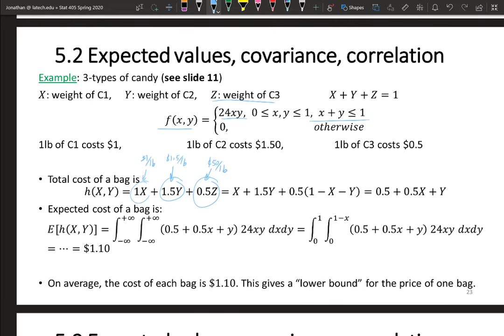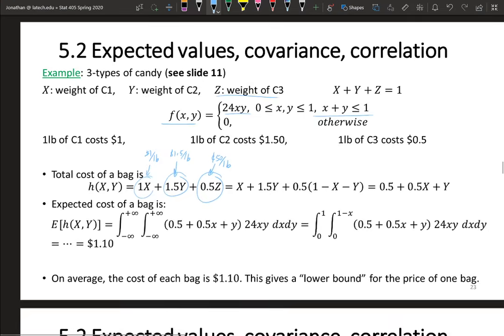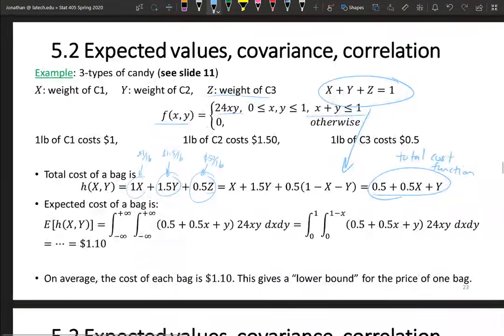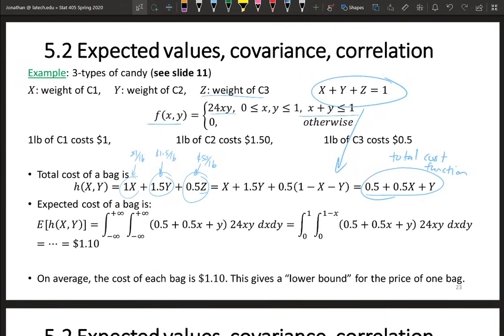So what can we do? Well, we know now that z is not independent. It's definitely dependent on x and y, because the total sum x, y, and z has to be 1. So basically just take that, solve for z, and stick it right there. And now this function, this is the total cost function. We can find the expected cost of a bag of candy. So that's exactly what this right here is.